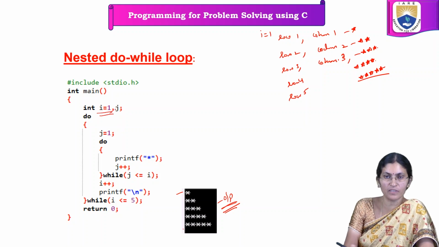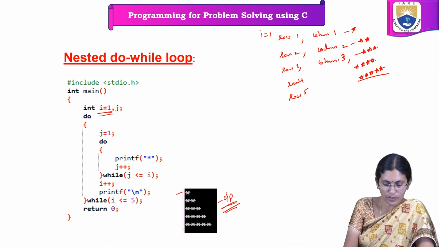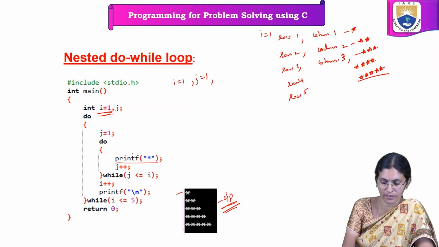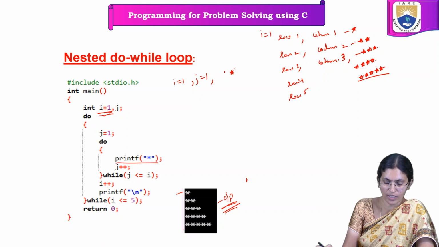First the variable which is initialized is i equal to 1, so the i value will be equal to 1 now. Next j is also equal to 1. Next the printf statement will be executed. Why? Because we are not checking any condition here. So the printf statement will be executed, and we'll get the output as this. A star, or asterisk symbol, will be printed.